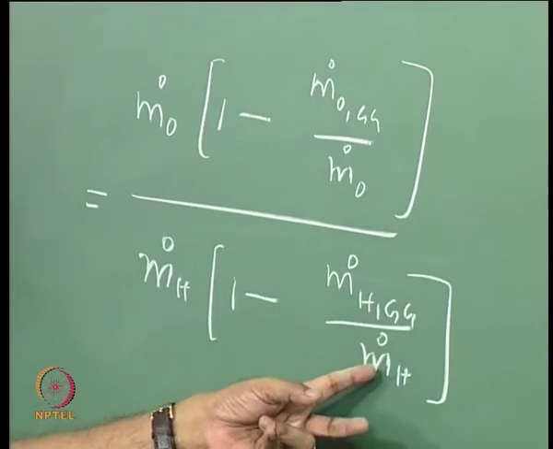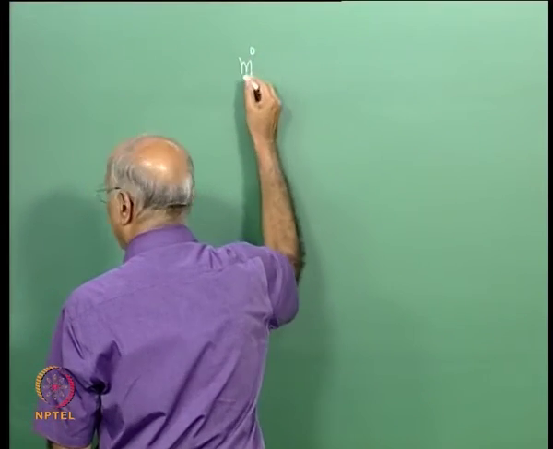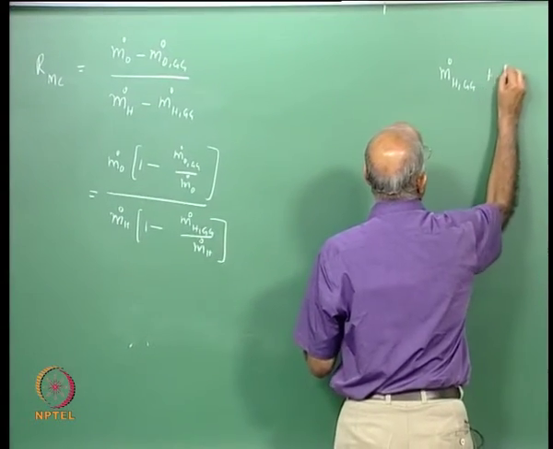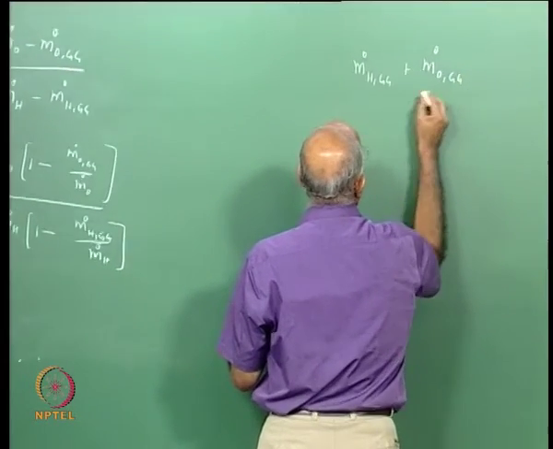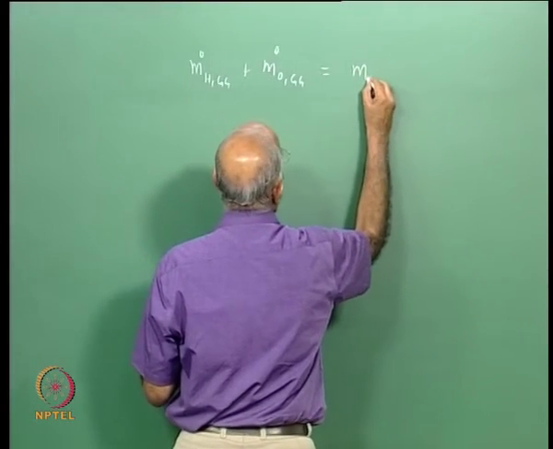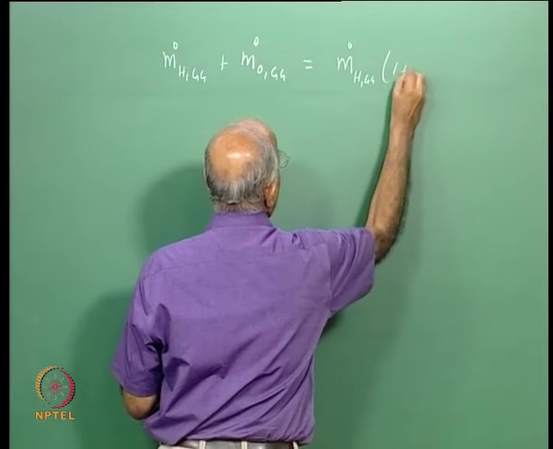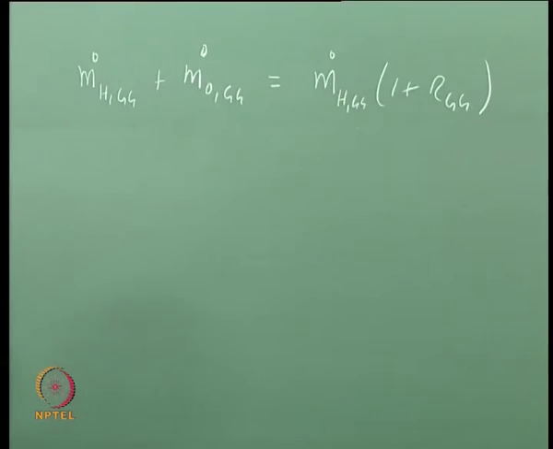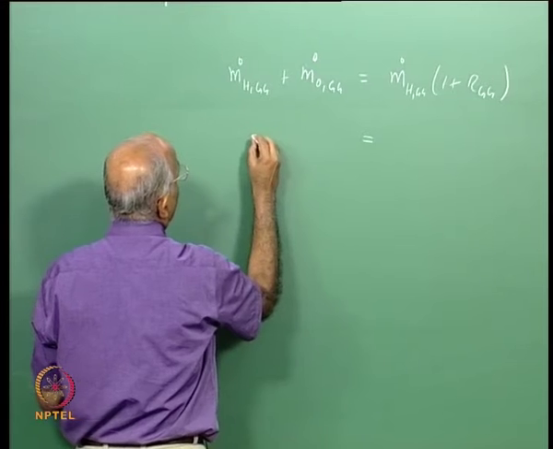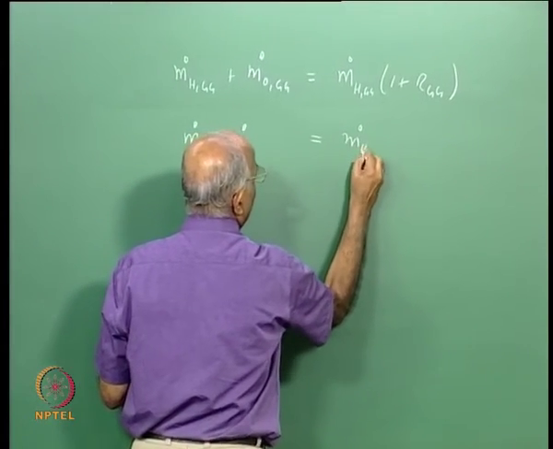We have already done something very similar in the last class. Let's take a look. m dot H through the gas generator plus m dot O through the gas generator is equal to the total propellant flow in the gas generator, and this is equal to m dot H through the gas generator into 1 plus R Gg. And similarly we can write an expression for m dot O, and for the total, m dot H plus m dot O is equal to m dot H into 1 plus R.